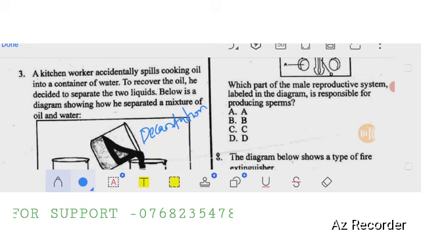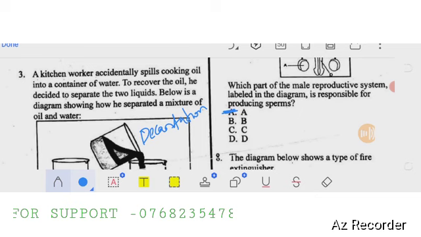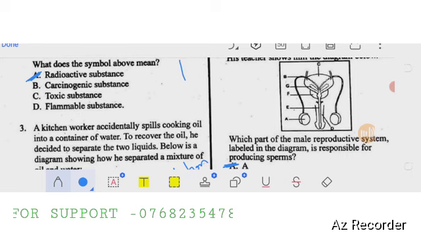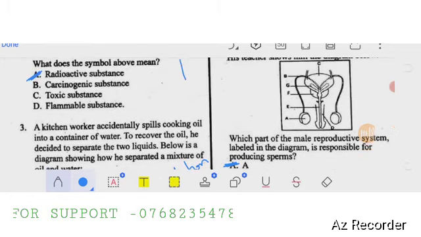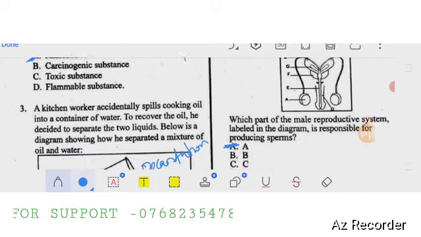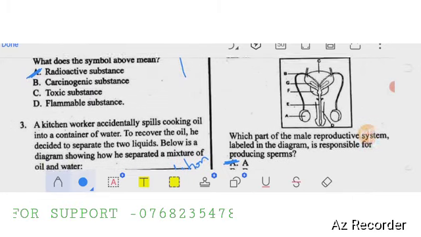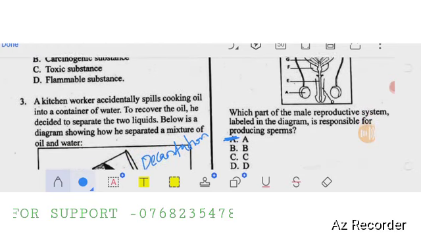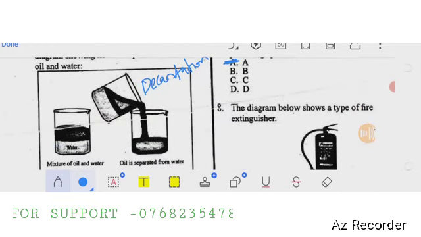So sperm is produced in the testes, which is part A, produces sperm and hormones. B is the sperm duct, which transports sperm from the epididymis in the testes to the urethra. C is the bladder, which stores urine. And last but not least, D is the penis, which deposits sperm into the vagina. So the answer automatically becomes A, which is the testis.